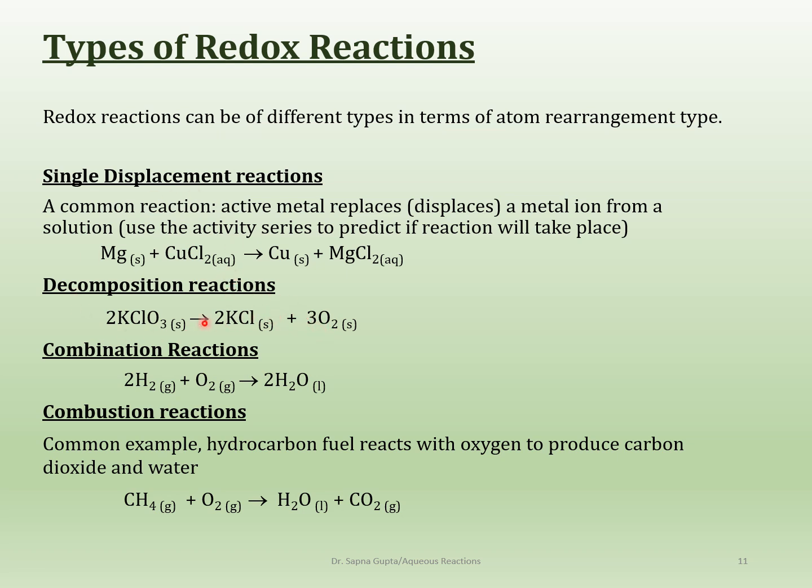Then there can be decomposition reactions like this. So here you have KClO3, potassium chlorate, going to give you potassium chloride and oxygen. There can be combination reactions, giving you water, and then combustion reactions. Now this is an easy one, right? Because when you add on oxygen, it's easy because you can see that carbon is adding on oxygen.